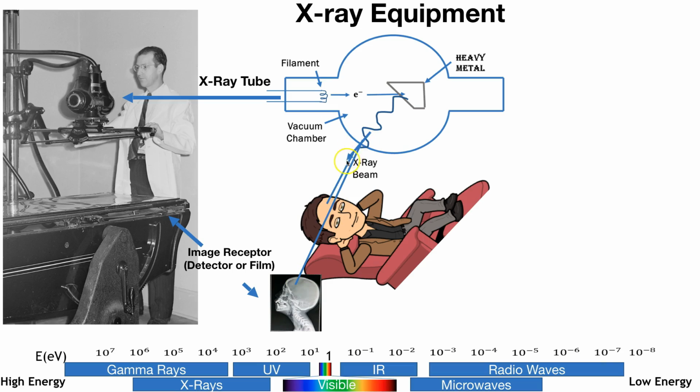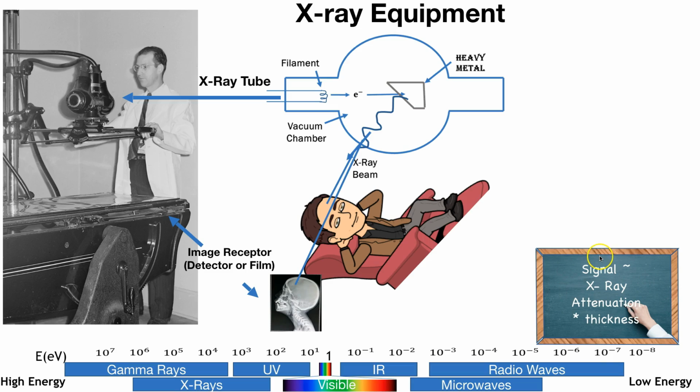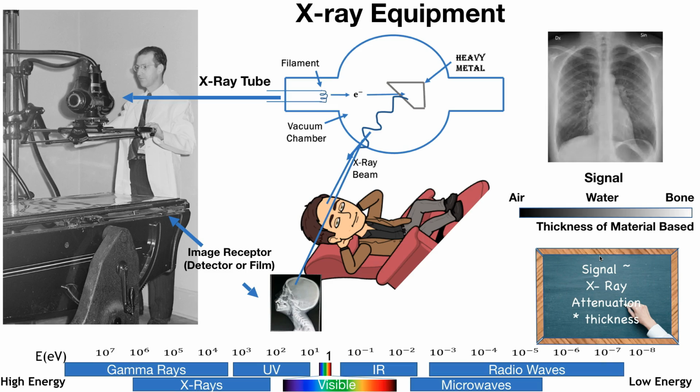Some of the x-rays are going to stop in the patient and deposit their energy relatively locally in the patient. There's also the possibility for scatter, for instance. But for this simple model, we'll just talk about the idea that some are stopped in the patient and some go all the way through. And that's what our contrast is dependent on. So the signal is proportional to the x-ray attenuation times the thickness.